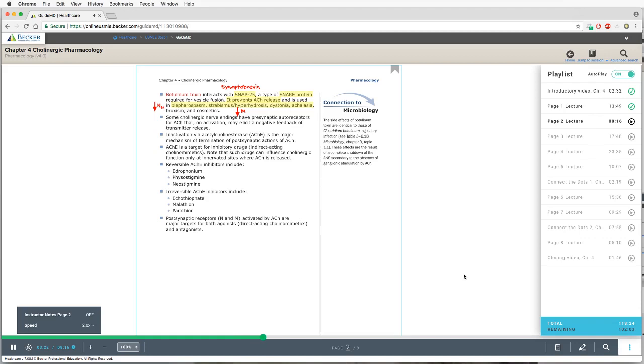I didn't talk much about bruxism. Bruxism is the uncontrollable grinding of your teeth. It's bad if you suck your thumb, obviously. Bruxism is also another indication for Botox.